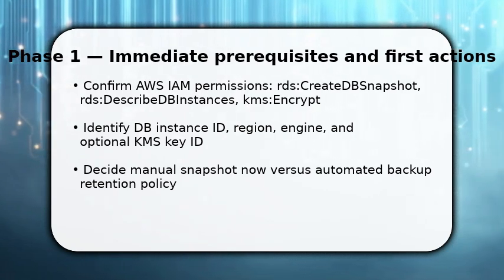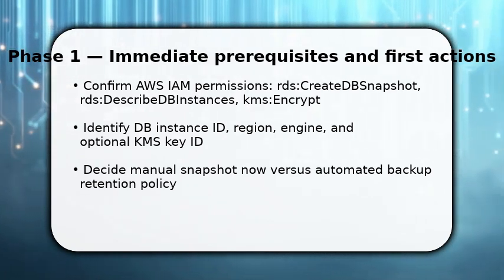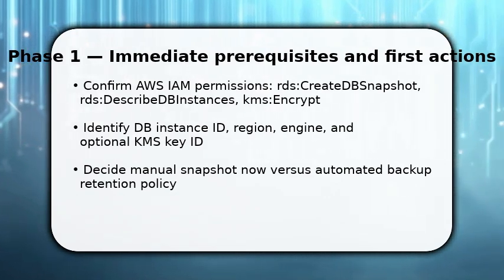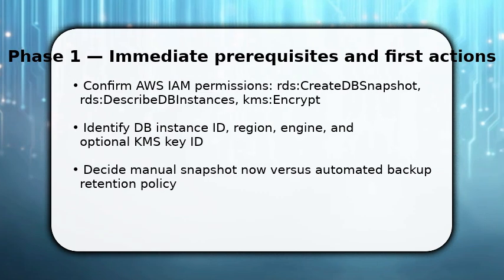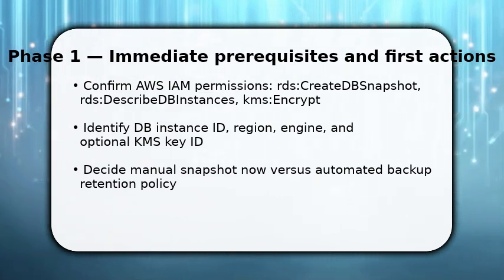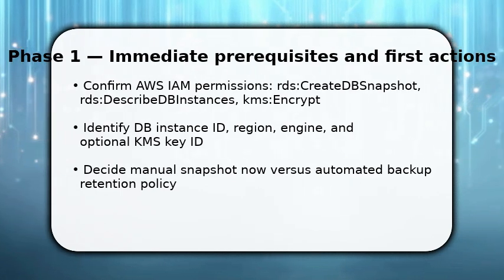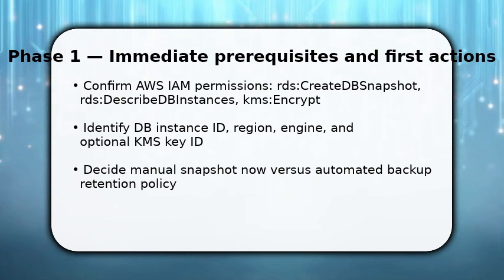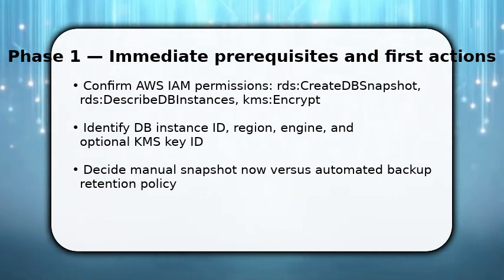If you use the CLI, run aws rds create-db-snapshot --db-instance-identifier mydb --db-snapshot-identifier mydb-20251130. Once started, the snapshot enters creating state. Make sure to choose a KMS key if encryption is required, because snapshots inherit encryption settings from the DB.